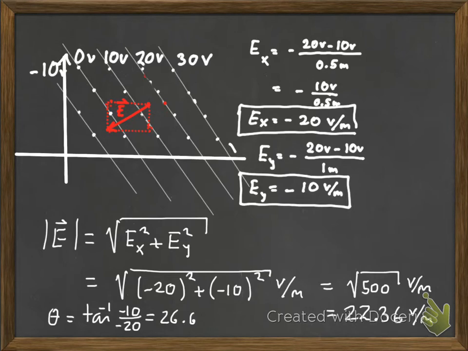But remember that whenever using the inverse tangent, you have to be careful because the answer might be off by 180 degrees, which is the case here because 26.6, remember, is measured from the positive x direction, and that would be in the first quadrant, but our vector clearly is pointing in the third quadrant. So we need to add to this 180 degrees for a final answer of 206.6 degrees.